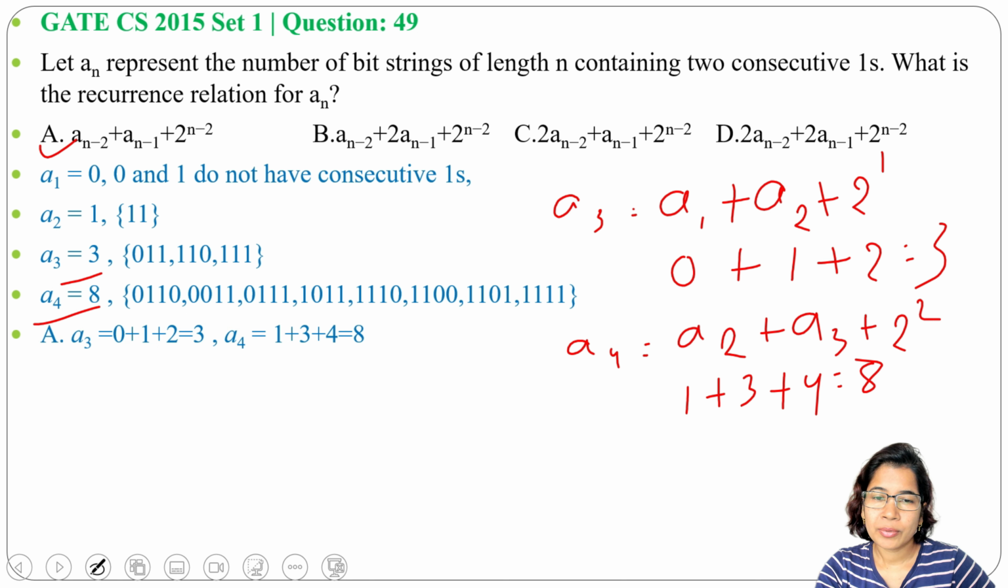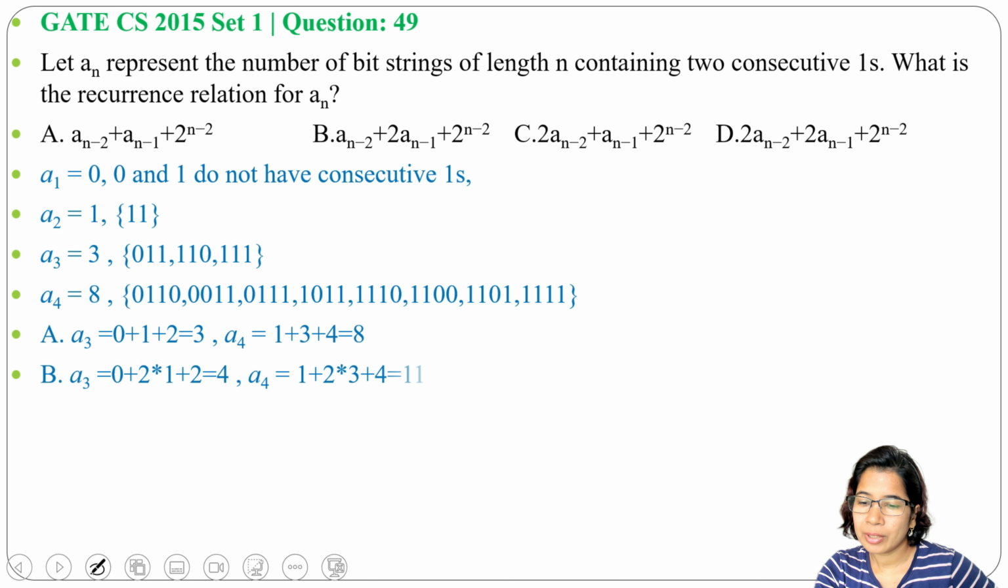Let me also check options B, C and D for A(3) and A(4). Now option B, A(3) equals 0 plus 2 multiplied by 1 plus 2, it's 4. 4 is not equal to 3. And the A(4) value is 11. 11 is not equal to 8. So option B is wrong.